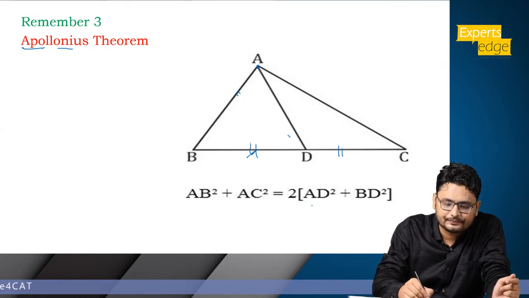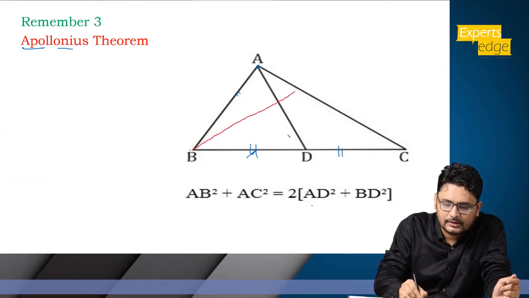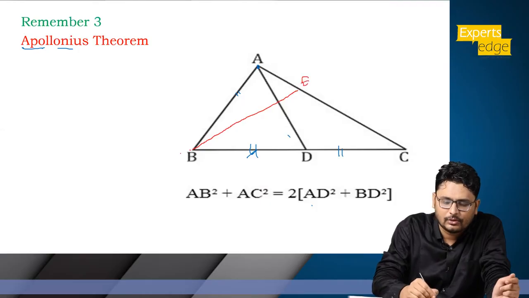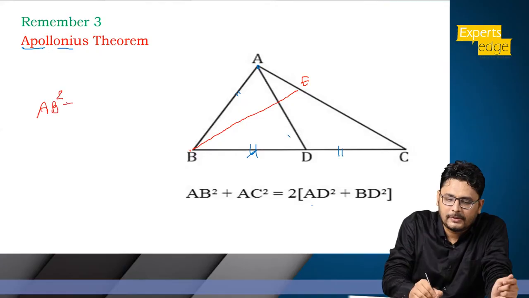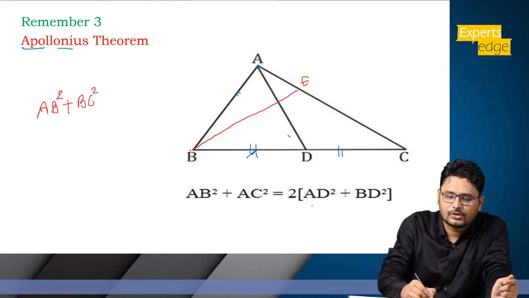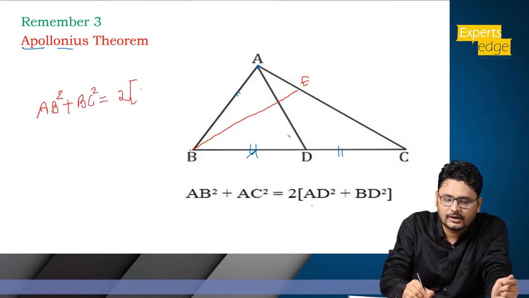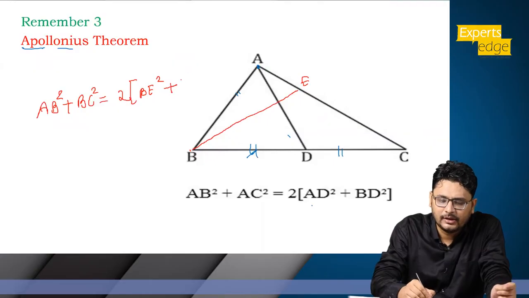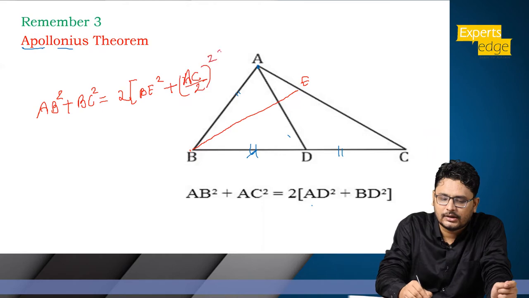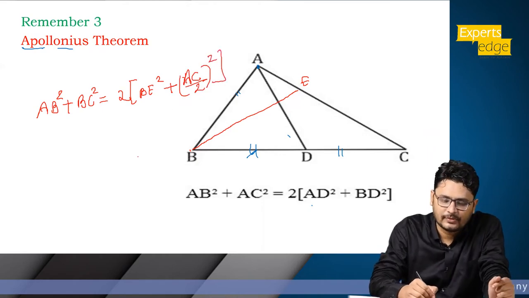सपोज इफ आई से ये में BE मीडियन है, इसमें फिर Apollonius कैसे लगेगा? BE, just an example. सो इसमें होगा Apollonius theorem, AB square plus BC square should be equal to twice of median, that is BE square plus half of any, AE ले लो या EC ले लो, right? So basically half of AC का square. ठीक है, so that is the Apollonius theorem for you.